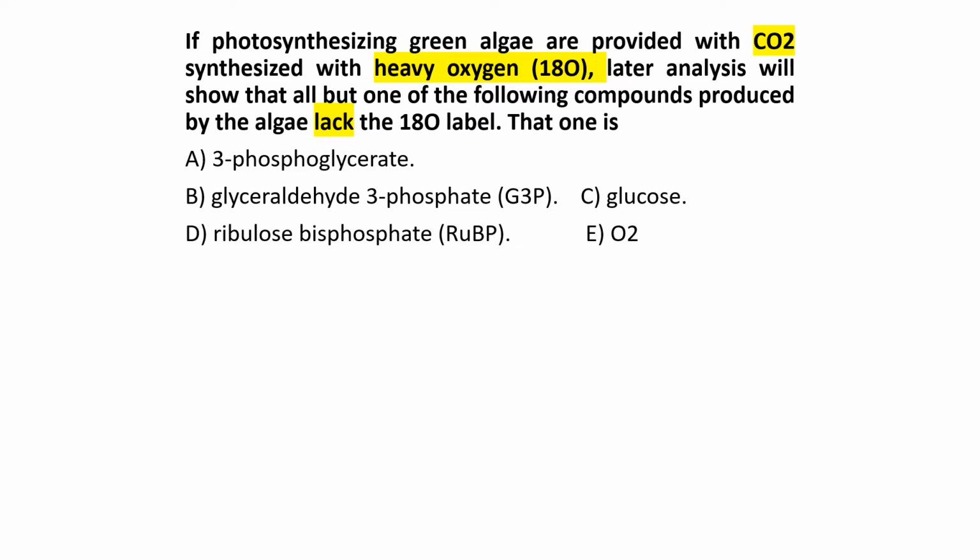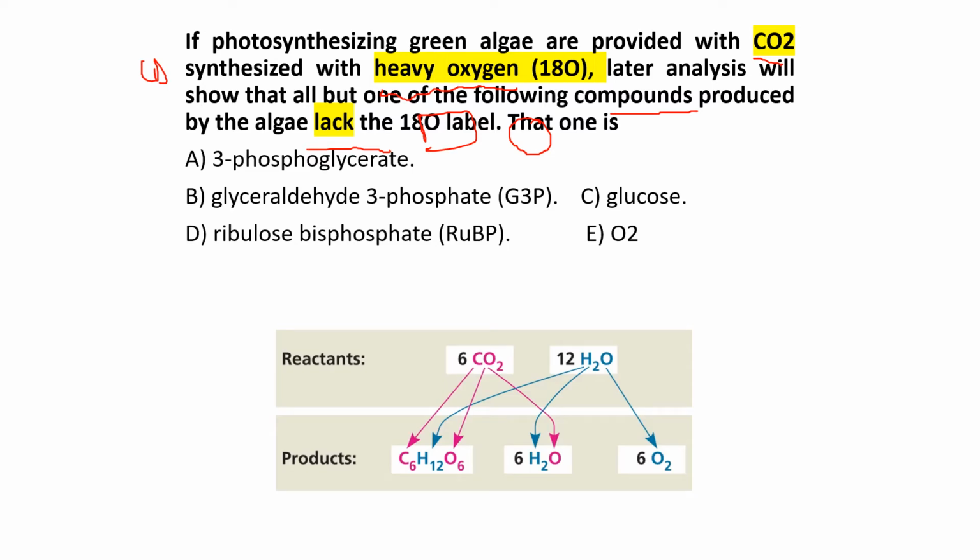This question is a little bit difficult. I just want you to read it and I will give you the answer. But remember, the CO2 has been labeled. They use a specific way to label them. And they are asking you for the following compounds produced by the algae that lack this type of label in the oxygen. So think about it and I will explain it. Okay, this is a clue that can help you to answer the question.